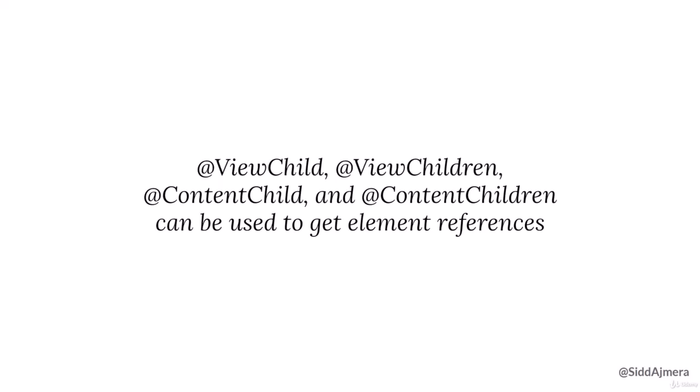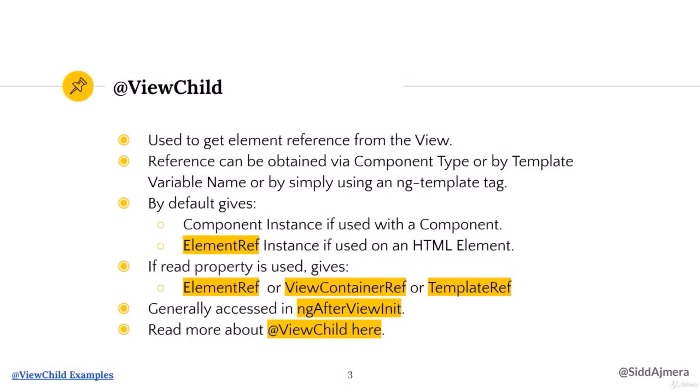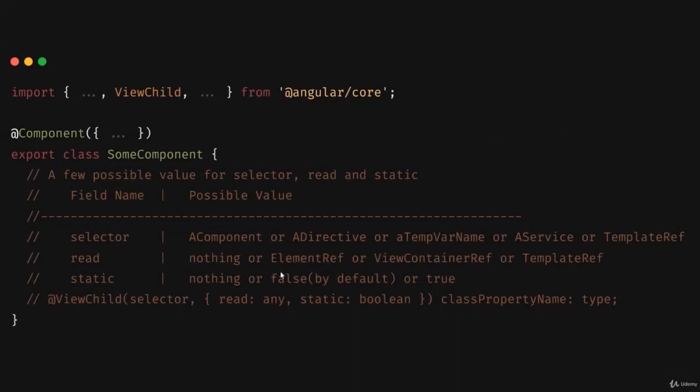In this video, I'll be talking about ViewChild, which is just one of these 4 view queries, the others being ViewChildren, ContentChild, and ContentChildren. So ViewChild helps us to get an element reference that we might have in the view of a component. ViewChild looks something like this, wherein you just use the ViewChild decorator. The decorator is having a selector, then you can pass an additional configuration object to this decorator, specifying the thing that you want to read and whether it is going to be static or not. Then you specify the name of the property on your class and then the type of this property.